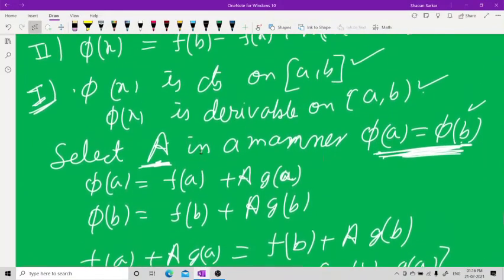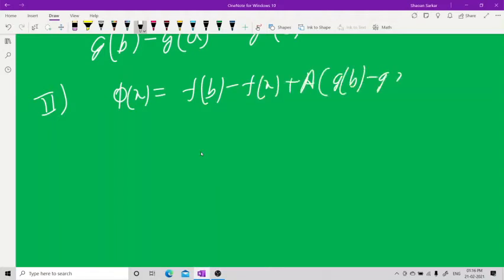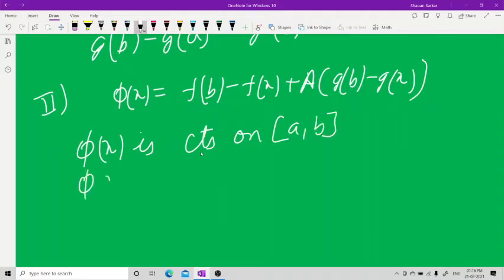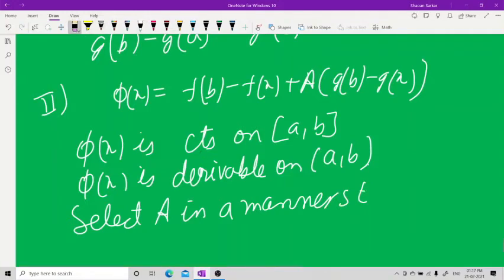Now, if you take the second approach, phi of x is fb minus fx plus a gb minus gx. So phi x is continuous on closed interval A, B. Phi x is derivable on open interval A comma B. And of course, select A in a manner such that phi of A equal to phi of B.